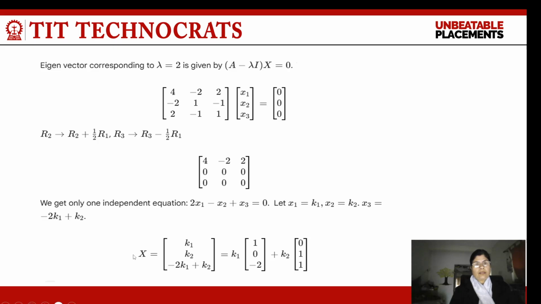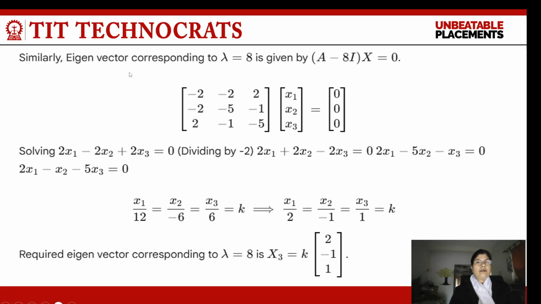So eigenvector x is equal to [k1, k2, minus 2k1 plus k2], which is equal to k1 [1, 0, minus 2] plus k2 [0, 1, 1].